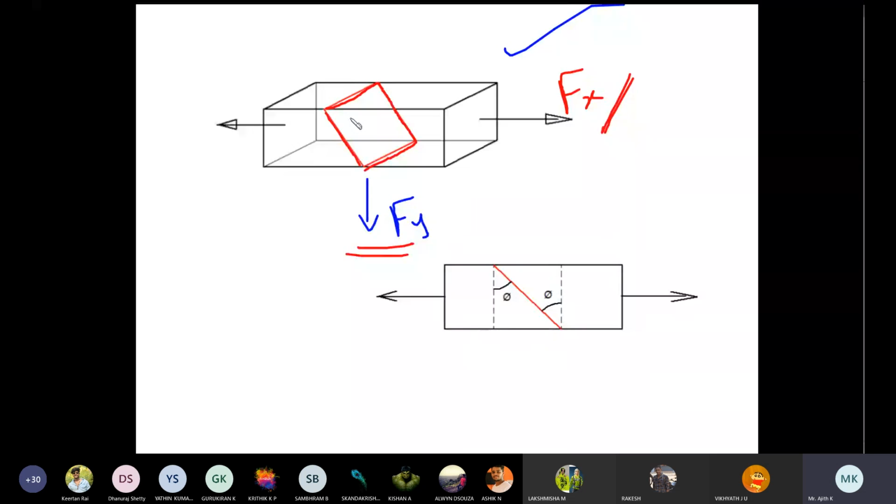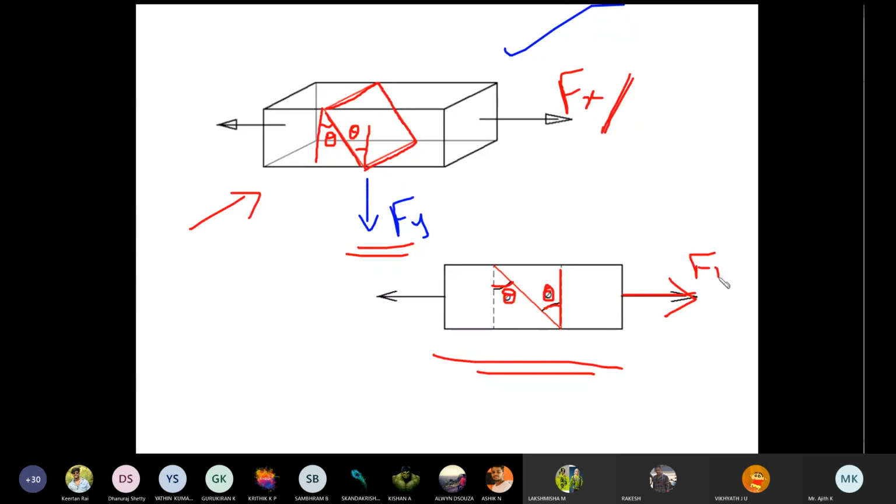So the front view of the same diagram is shown here. In the front view, this plane is making an angle of theta with respect to vertical. The same thing is shown here, and even here it is making an angle of theta with respect to vertical. We have to calculate what is the effect of this Fx on the inclined plane, which is inclined at an angle of theta with respect to vertical.